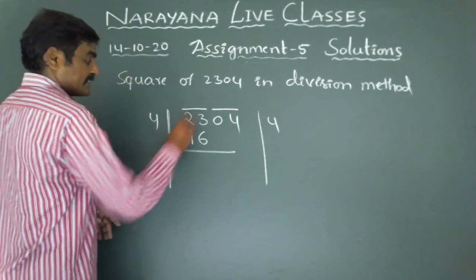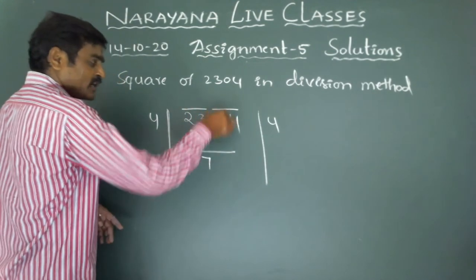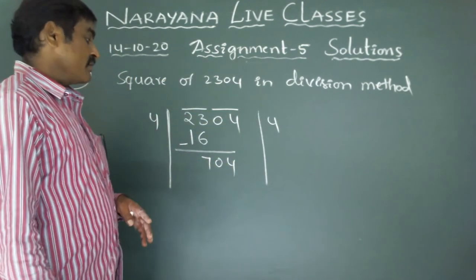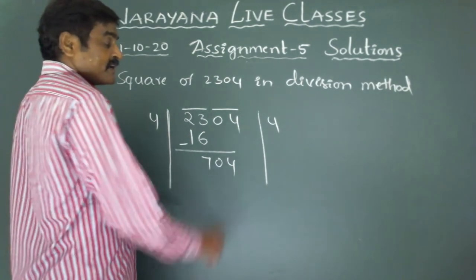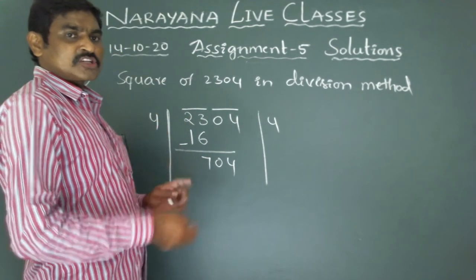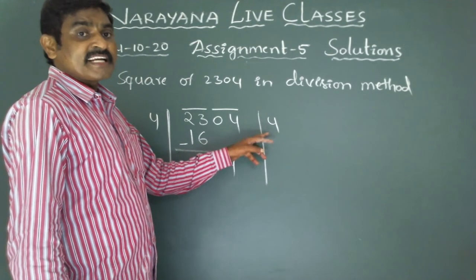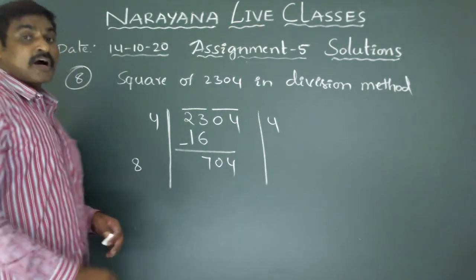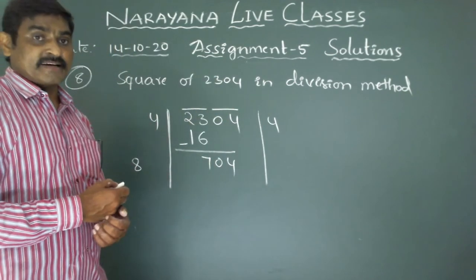Now subtract. 23 minus 16 is 7. Now get down the next two digits. Two digits will be brought down at the same time. Okay. So next step, third step, is to write the double of the quotient. Here what is the quotient? 4. Double of the quotient is 8. So we'll write here 8. Now what digit we keep in the quotient is important here.